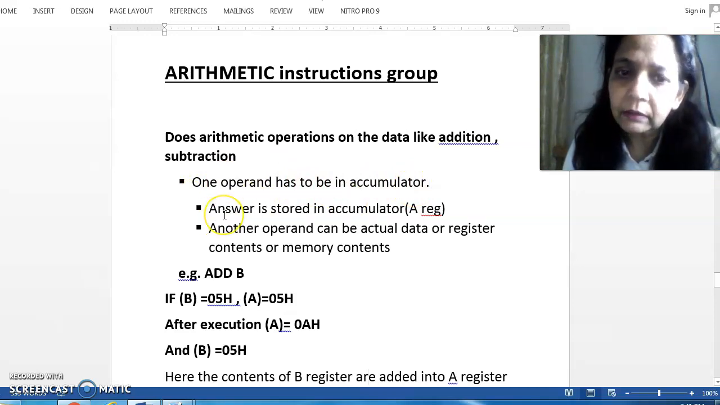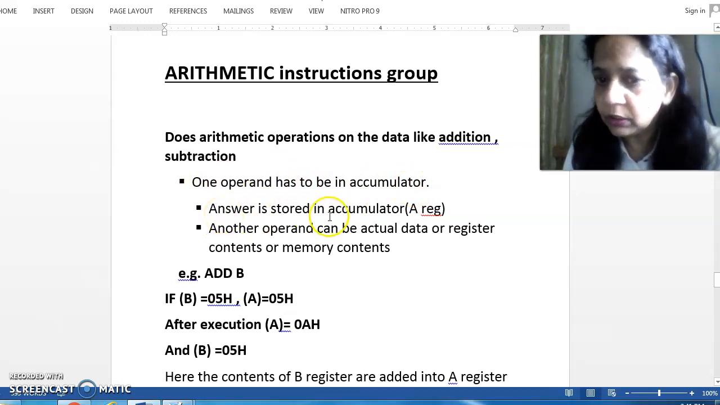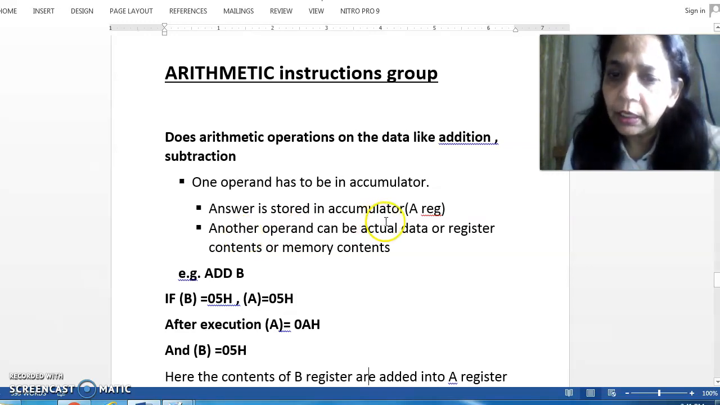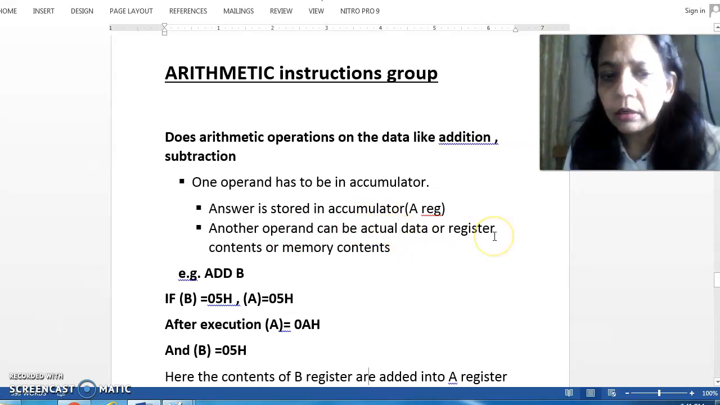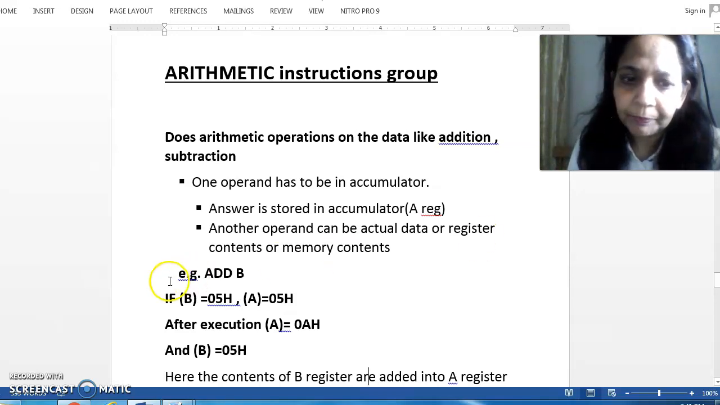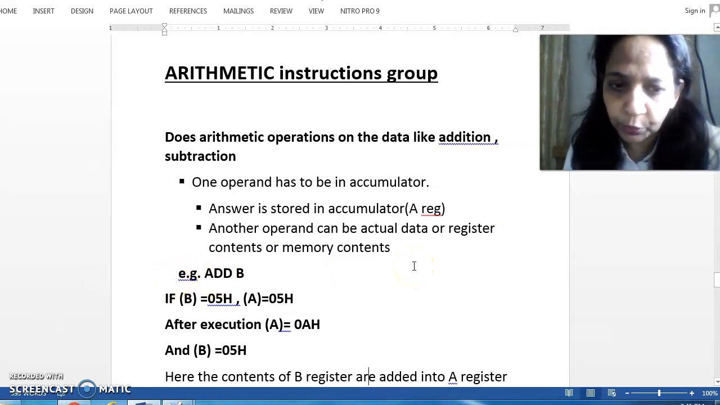Okay, and this answer will always be stored in the accumulator. The other operand, suppose there are two data: one data has to be in the accumulator. The other data has to be actual data, or the register contents, or the memory contents, depending upon where your other data is stored.